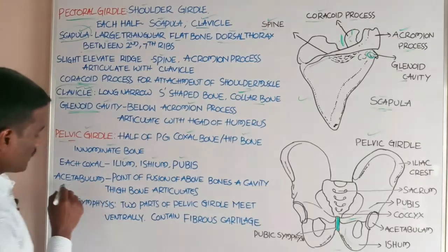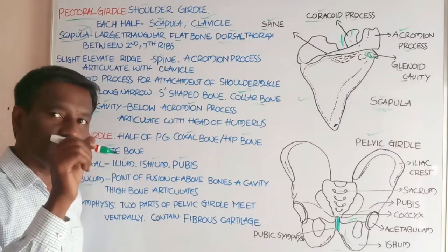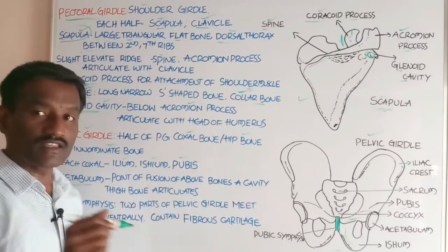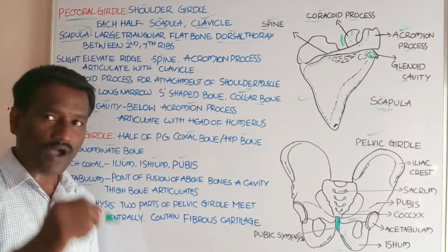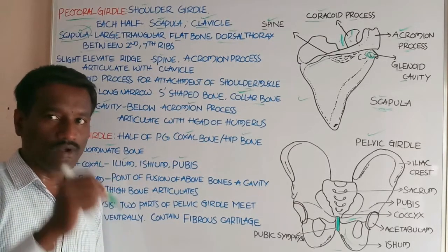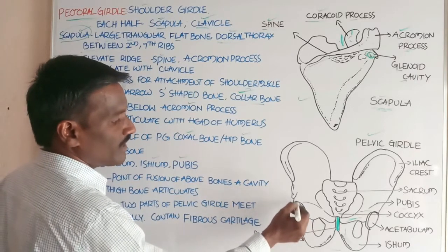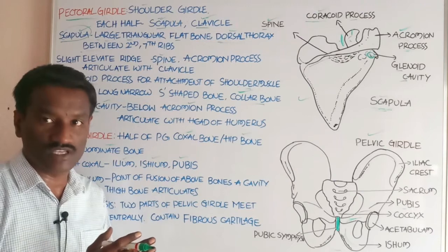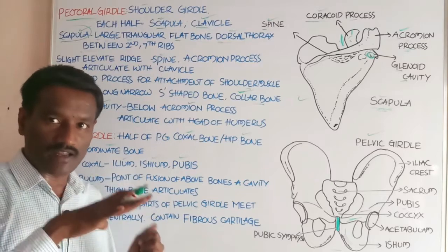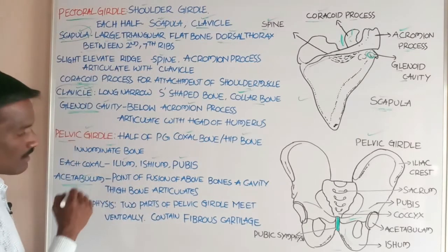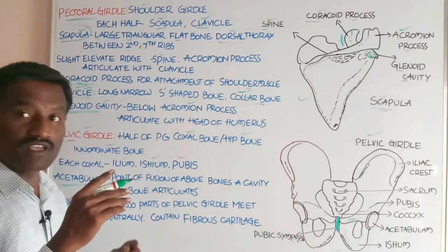Next, the acetabulum. What about the acetabulum? It is the point of fusion of the above three bones. Students, these three bones are fused with each other at this region and form a cavity-like, bony depression. That place of fusion, with a bony depression-like arrangement, is called the acetabulum. The thigh bone articulates in this acetabulum.